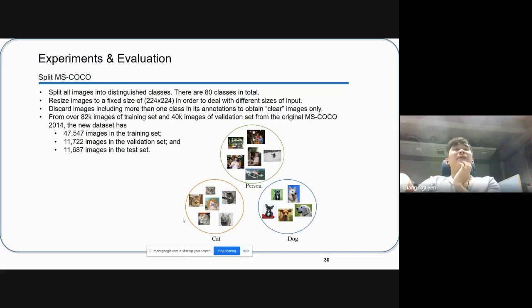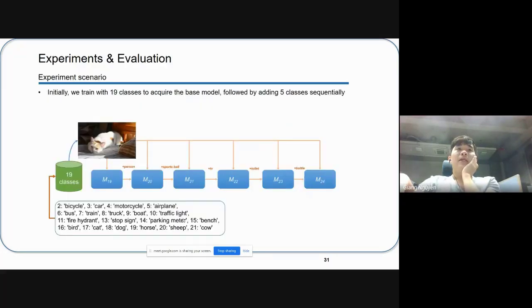In the experiments and evaluation, to manage the incremental steps in image captioning, we use split MS COCO. It's a dataset for continual image captioning. And again, we will come back to the experimental scenario. Firstly, we get a base model M19, and then we add more classes sequentially.